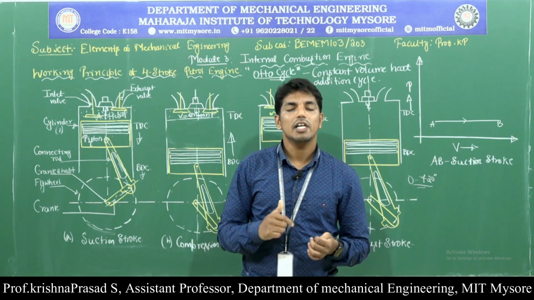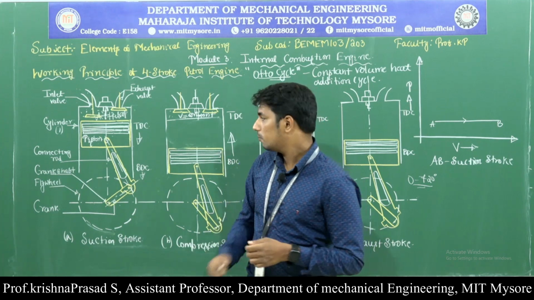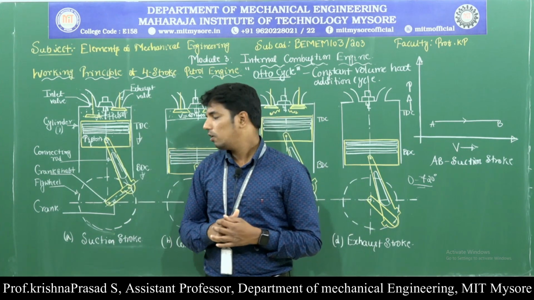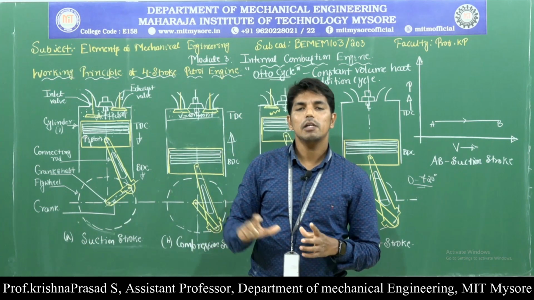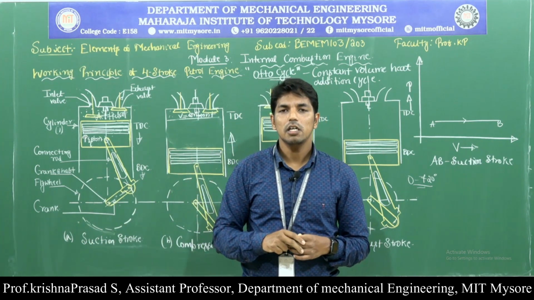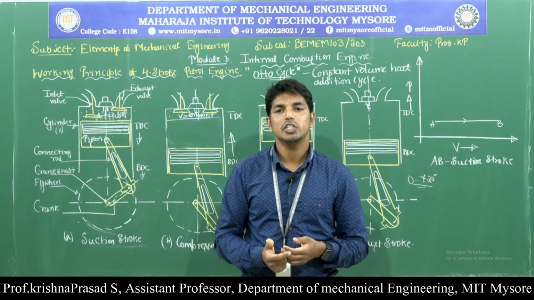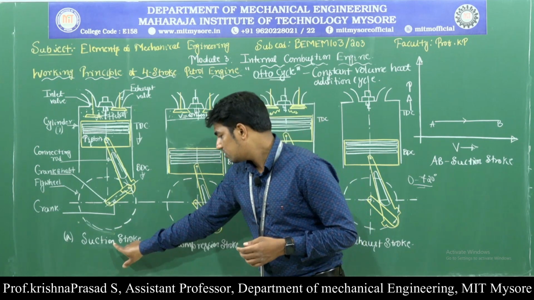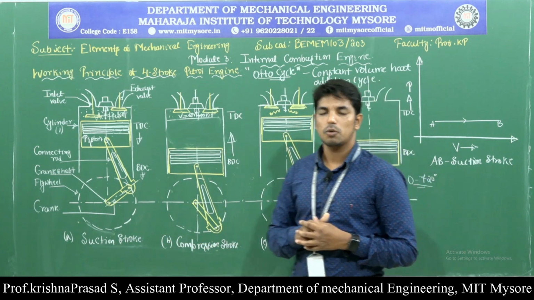It is used to drive the various other parts of the vehicle after receiving the power from the piston due to the combustion of the fuel. Next, the flywheel. The flywheel is a heavy wheel mounted on the crankshaft of the engine. It stores energy during the power stroke and supplies the same energy during the other three strokes: suction stroke, compression stroke, and exhaust stroke.